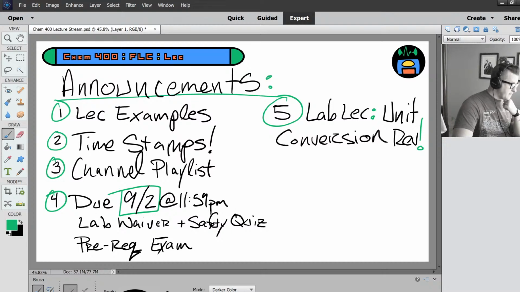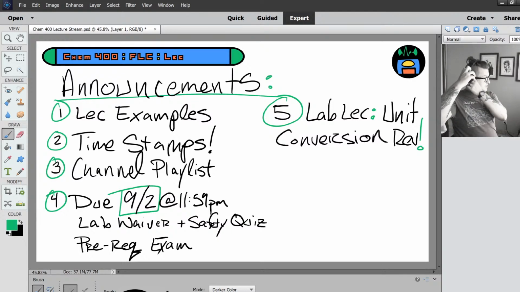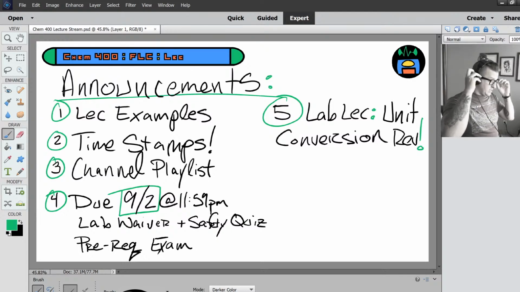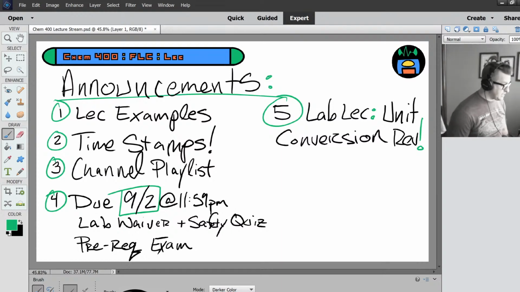Is there a way to see the mistakes after we take the exam? Yes, Kyle, that is 100% correct. The exercise 1 assignment for lab is an excellent review for the prereq exam, because exercise 1 is about algebra, unit conversions, and significant figures, and that is everything that the prereq exam covers.